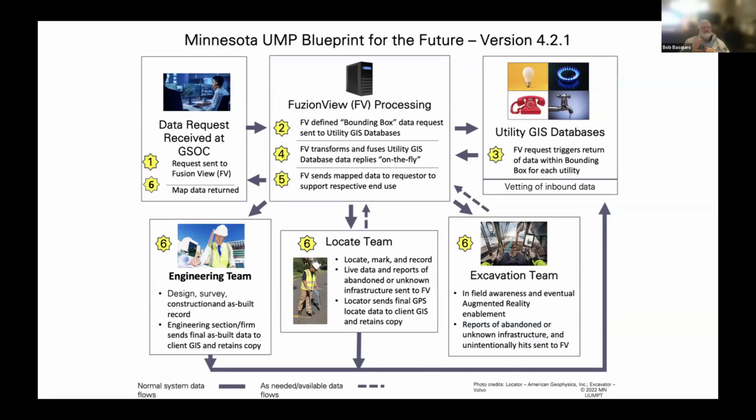The point of it is that when the ticket request comes in through Gopher State One Call or OCC systems, the information from the OCC system goes into the FuzionView system with the defining bounding box, in other words, that dark line I talked about when we were looking at the ticket viewer. The data request is sent to the utility GIS databases after that. So first, the FuzionView engine records the ticket and puts all of the metadata for the ticket away. We haven't gone out and grabbed any information yet, and we haven't gone out to any of the data providers yet. All FuzionView is doing in this step 2 is just recording the ticket information.